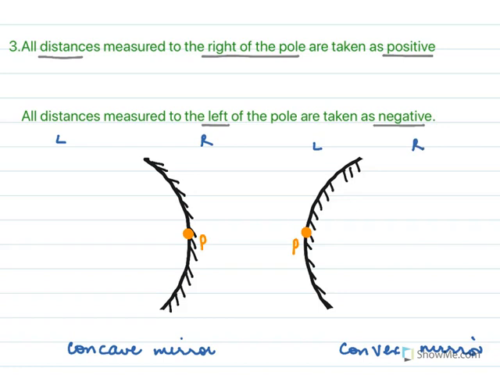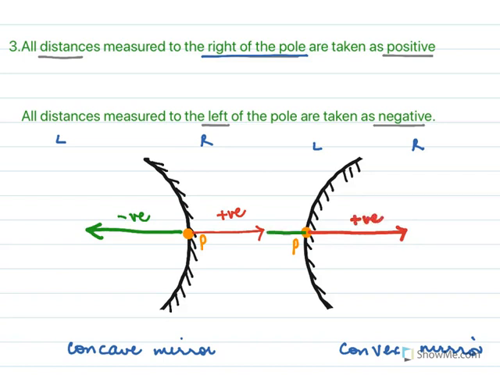Now they said all distances measured to the right, so if I measure from the pole in this direction, it is taken as positive. However, if I measure from the pole in the left direction, it is taken as negative. Same here. If I measure from the pole towards the right, it is taken positive, but if I measure from the pole towards the left, it is taken as negative.